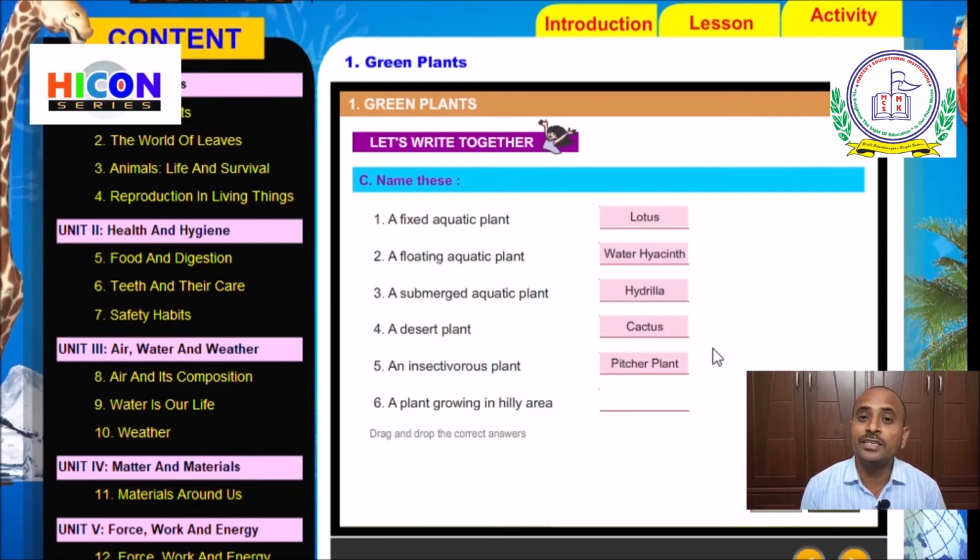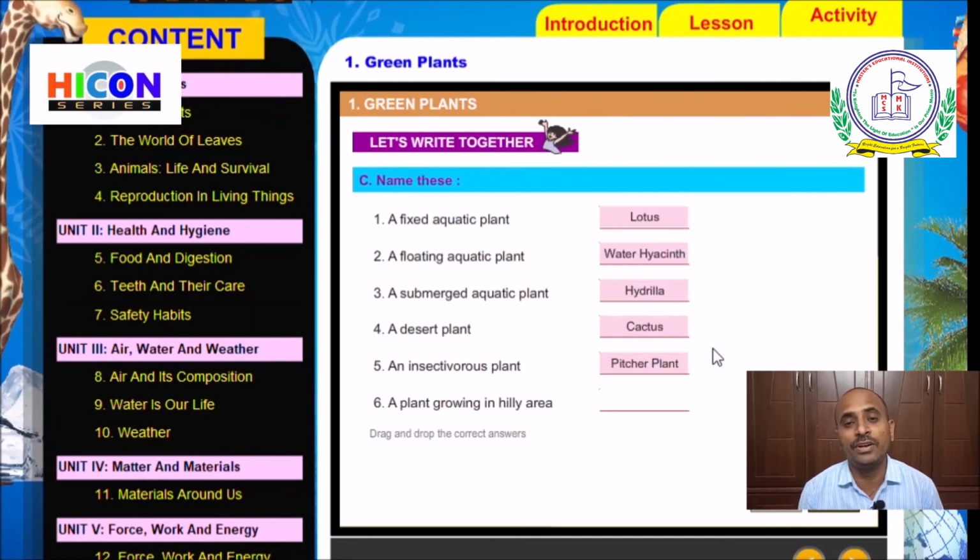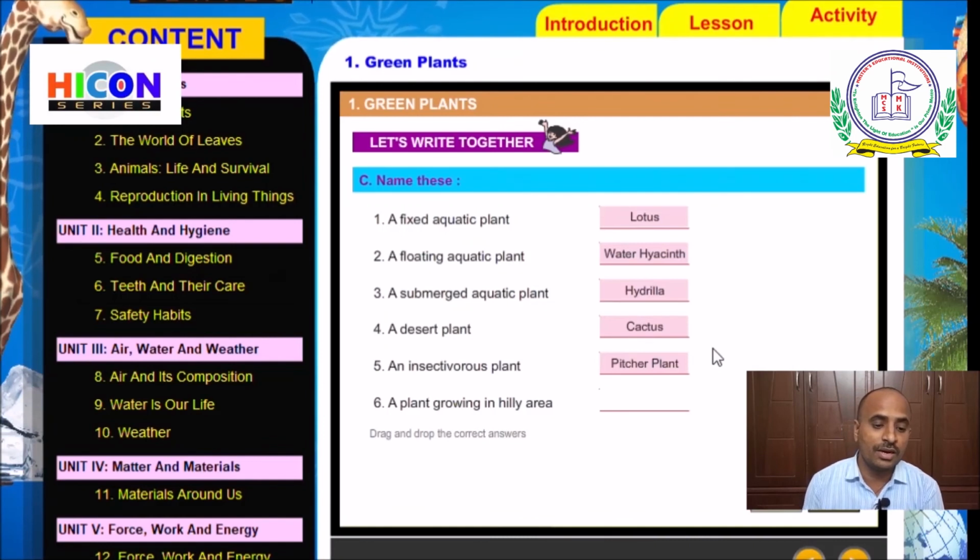a sweet syrup or a sweet fluid. Insects come near that pitcher and fall down into the pitcher, and the pitcher is closed by a lid-like leaf, and the plant eats that insect and digests it. This is about the pitcher plant, which we have already discussed in the lesson. So the answer for the fifth sentence is pitcher plant.